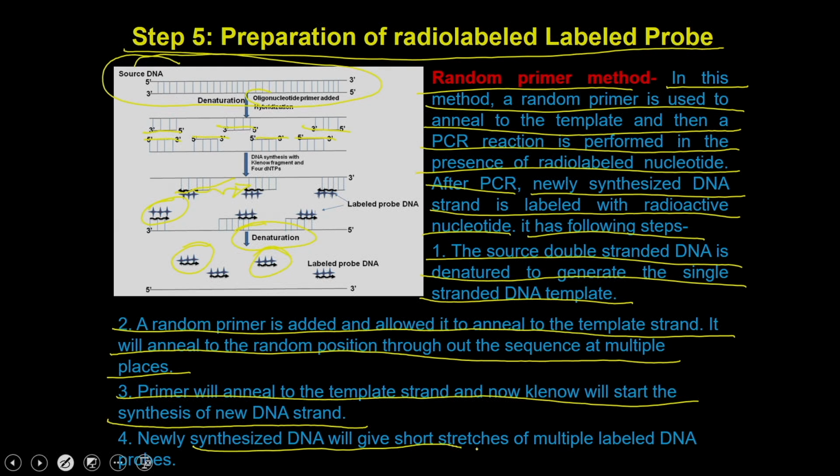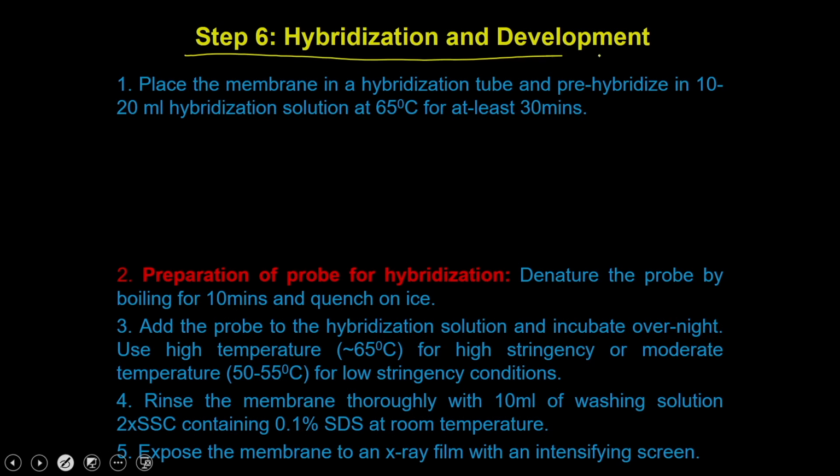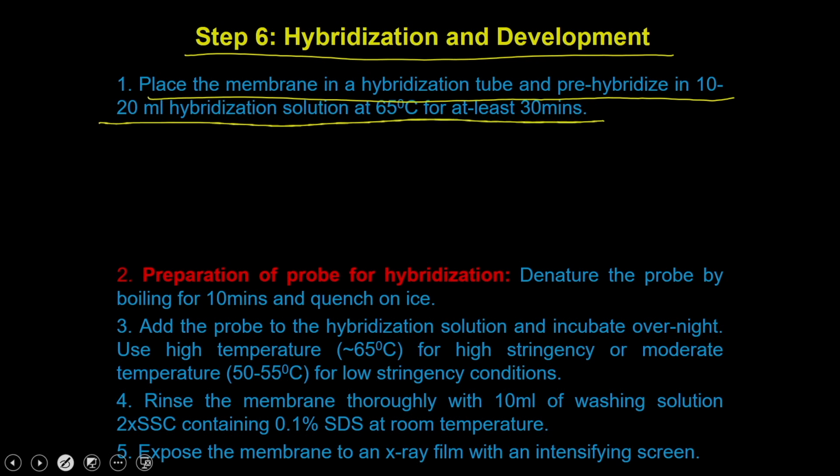The newly synthesized DNA will have the short stretches of the multiple labeled DNA. Then step 6 is going to be the hybridization. So, you place the membrane in a hybridization tube, and it is going to be in 10 to 20 ml hybridization solution at 65 degrees Celsius for 30 minutes.